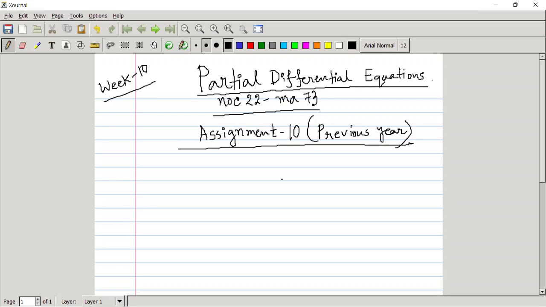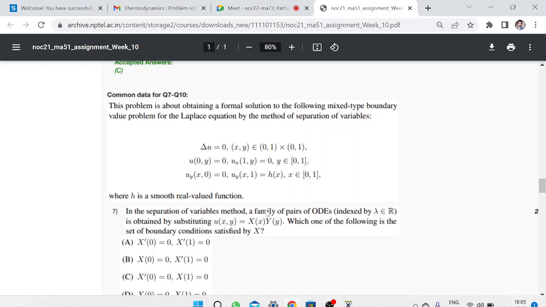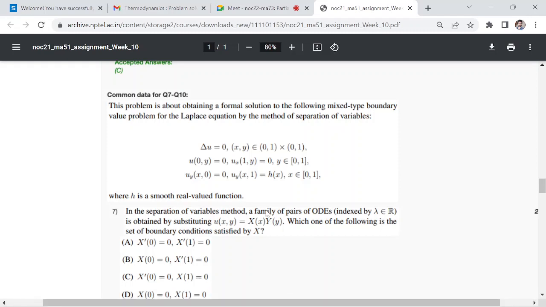Today I will solve a problem from assignment 10 of previous year. So let me first show you the question. Questions are question number 7. Is this visible? Question number 7.